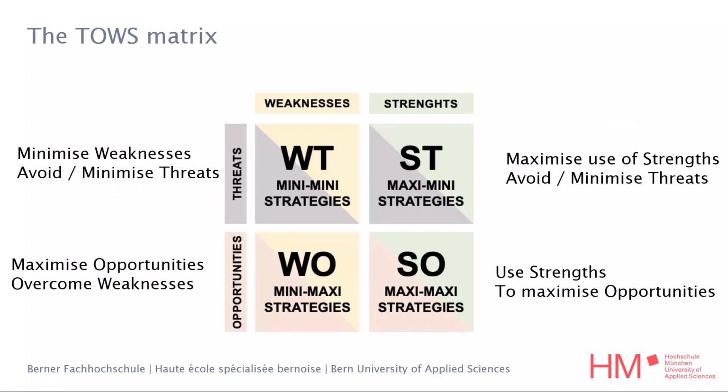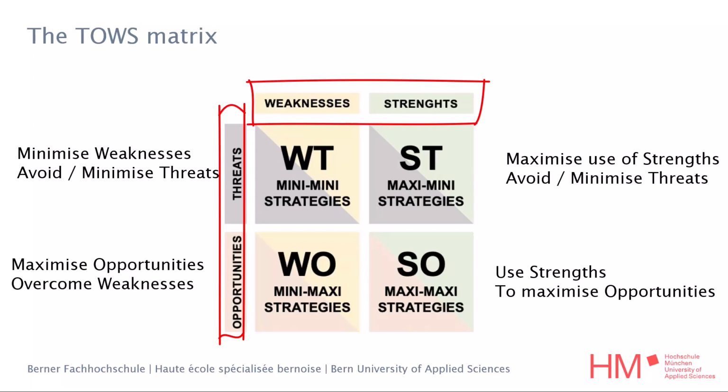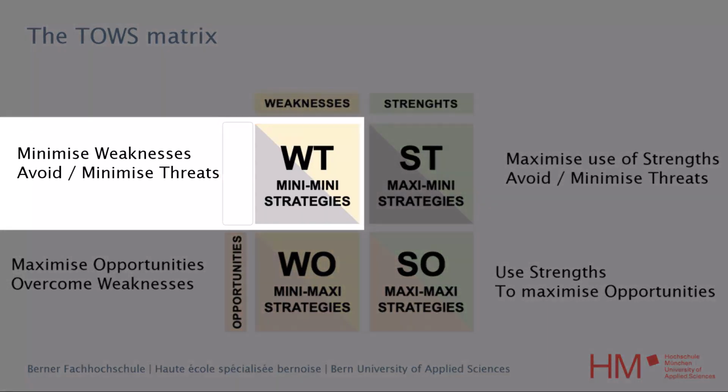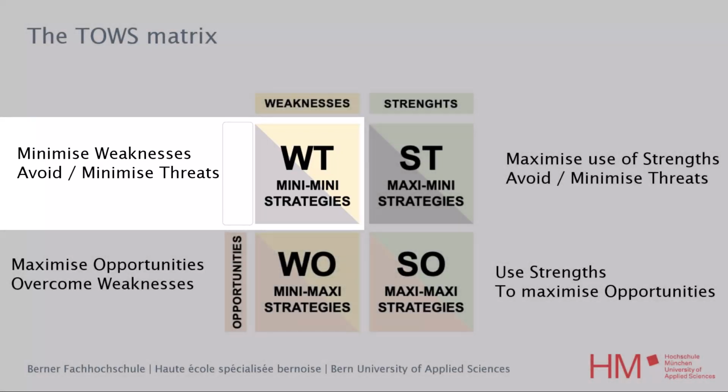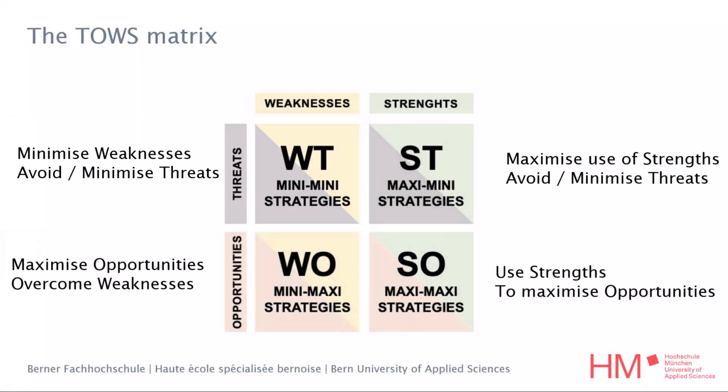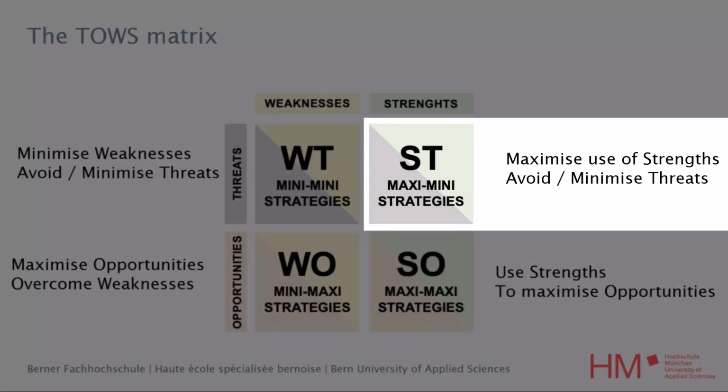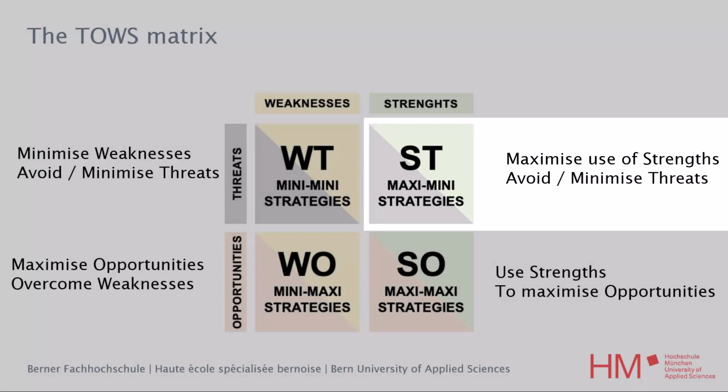So we can actually look at the elements of the TOWS matrix in this kind of diagram, where again you've got the weaknesses and strengths on the top and the opportunities and threats down the side, and we combine now the WT, which we might call a mini-mini strategy because we're trying to minimize weaknesses whilst avoiding and minimizing threats. The ST perspective, we might call that a maxi-mini because we're trying to maximize the use of our strengths and avoid or minimize the threats.